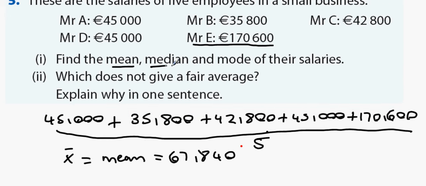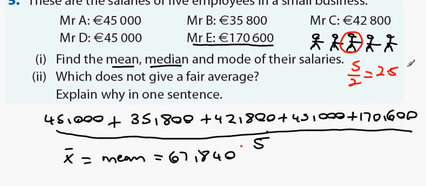Okay. Now, the next thing we're asked to do is find the median. Now, the median is the middle person. There's only 5 people in this company, so it's very easy to know who the middle person is. You just draw your figures again, and you know that the middle person is going to be the third person. Divide 5 by 2, you get 2.5. Round 2.5 up, it's the third person. So we need to arrange them in order of size. Mr. B earns the lowest, Mr. C earns the second lowest, Mr. A and D can share third and fourth, and Mr. E is the fifth. Therefore, the median is going to be the middle person, which is the third person. Median is going to be 45,000.